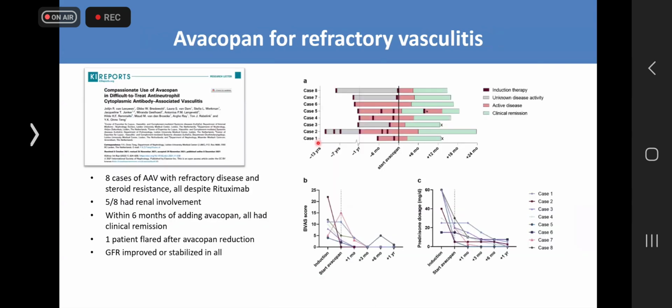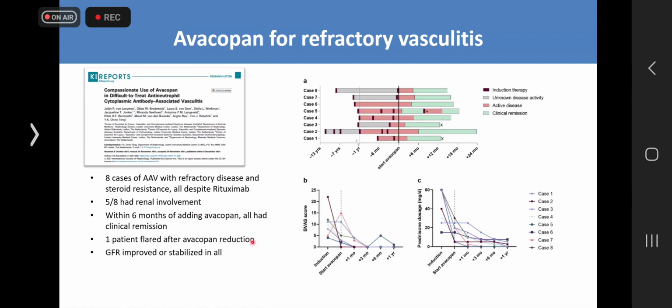So first is avacopan. And avacopan, you've heard a lot about today, especially right now from Dr. Bombach, just within the past hour. And there's this case series that was described of patients with refractory disease, steroid resistance, 8 patients, who were all appropriately treated with rituximab. 5 of the 8 had renal involvement, and all of them were treated with avacopan in compassionate use because of their refractory disease. And this series was positive on the use of avacopan.